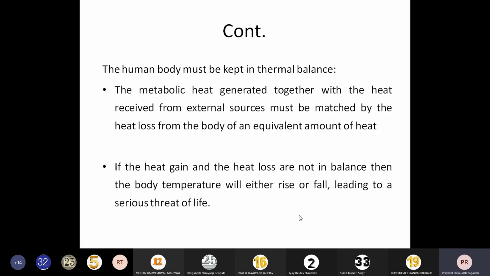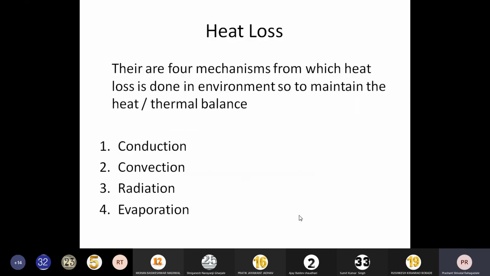Otherwise, a serious medical condition can be generated, or you will find a serious threat to life. If you are not in a position to balance heat gain and heat loss, then there is a serious threat to your life. So again you have to keep that in mind. Now we will move toward the term heat loss.